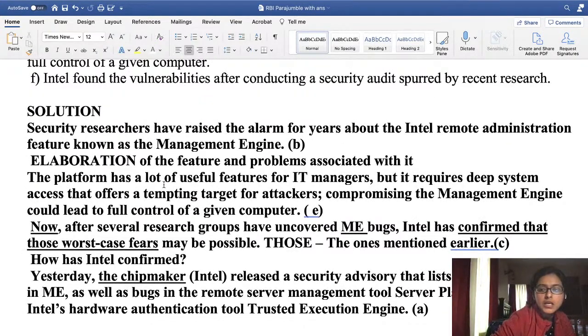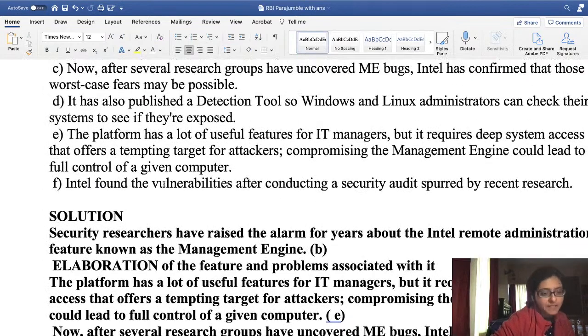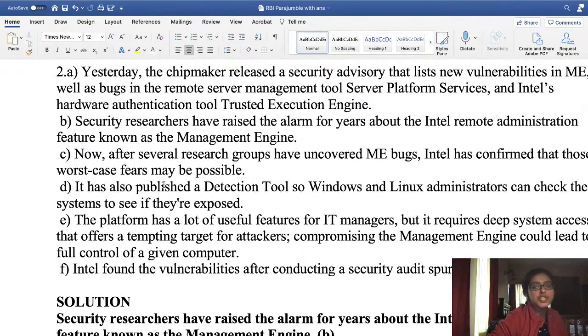BECAFD. Let me see. BECA. Okay, FD. Very good. So they launched a new detection tool. Yes, they launched another software that can counter the problem.